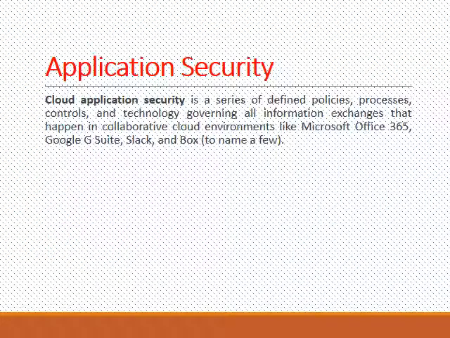Application security is the next topic. It is a series of policies, processes, controls and technology governing all information exchange that happens in collaborative cloud environments like Microsoft Office, Google G Suite, Slack, Box, etc. So if your employees frequently store and share data in cloud applications like the ones listed above, it is absolutely necessary to add a cloud application safety net to your zero trust security infrastructure.